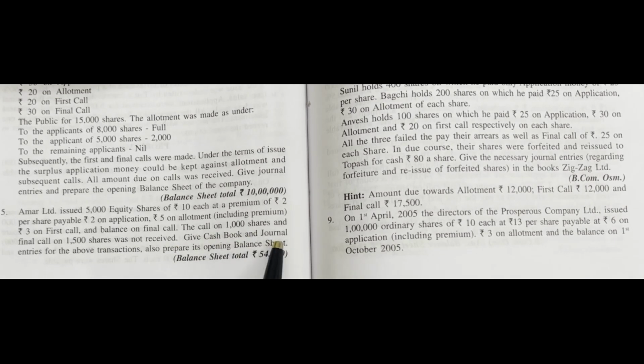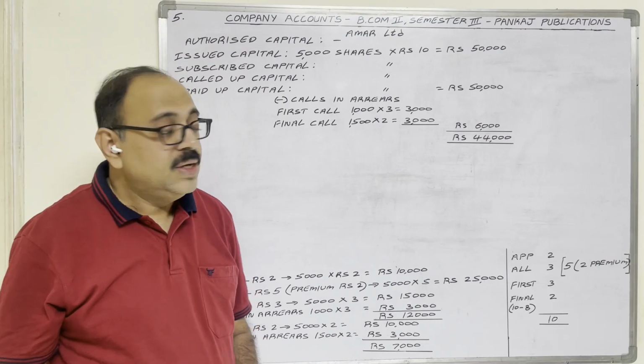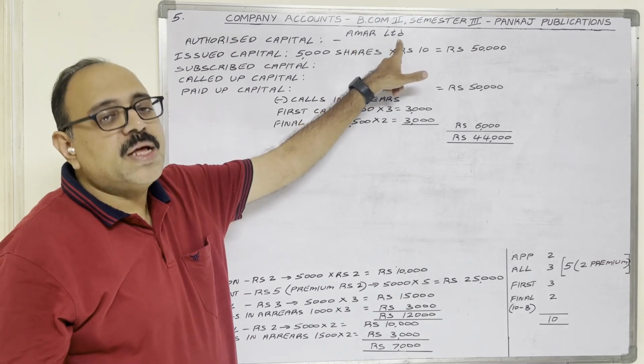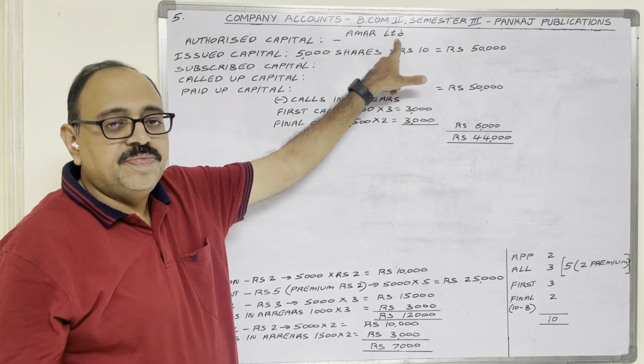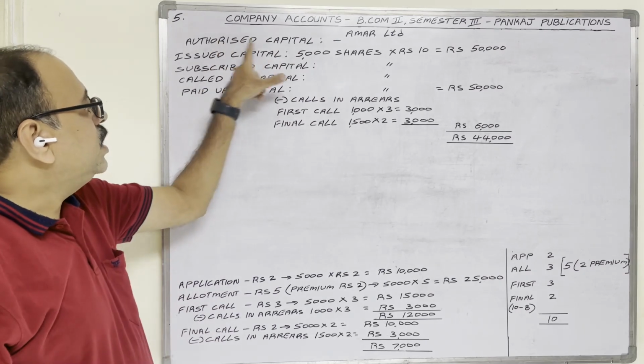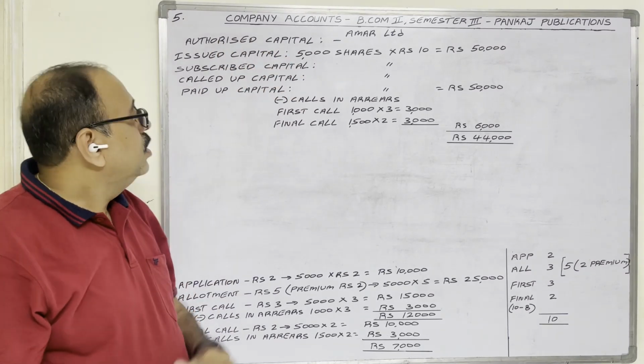Give cash book and journal entries for the above transactions. Also prepare its opening balance sheet. This is the question. Let us see the solution for this. Let us understand the question first. There is one public limited company, Amar Limited. Their authorized capital is not given in the question.